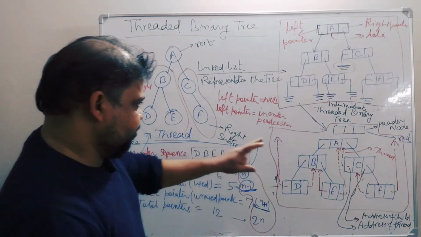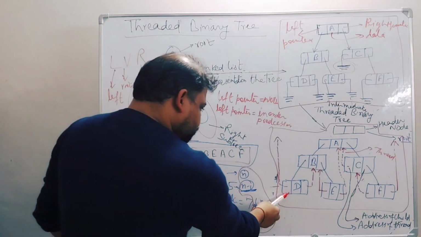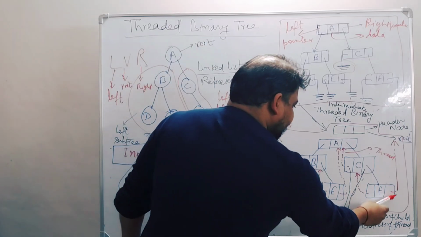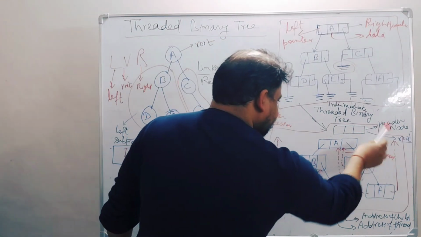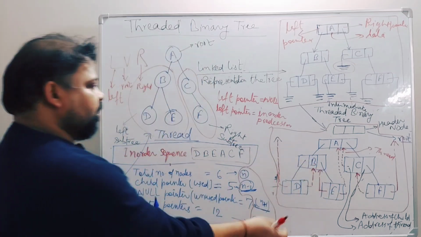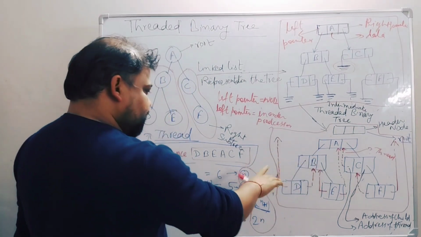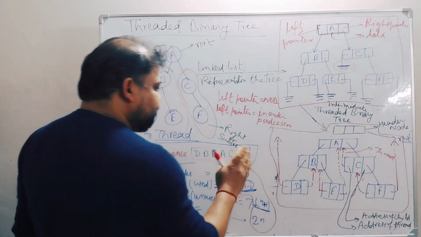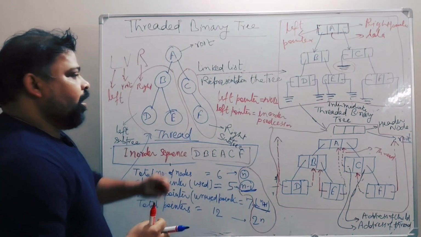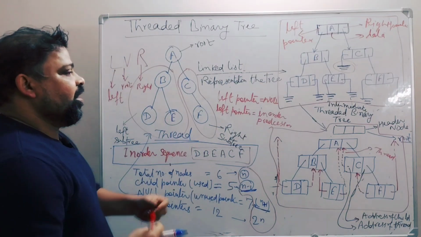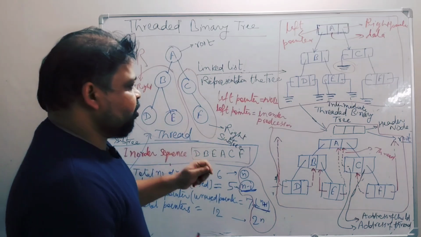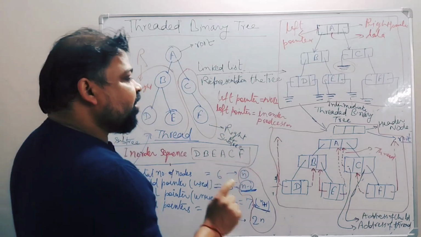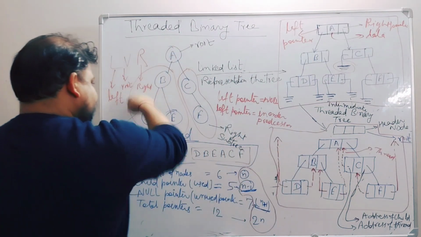If you see the entire picture, the leftmost left pointer is still dangling, not pointing anywhere, and the rightmost right pointer is still dangling, not pointing anywhere. Besides these two pointers, the entire thing is completely threaded. Now we have to make the uniformity. For that, both scientists have suggested one extra node, called a header node. So I have created a header node over here. Now this header node will work as the root for this entire tree.